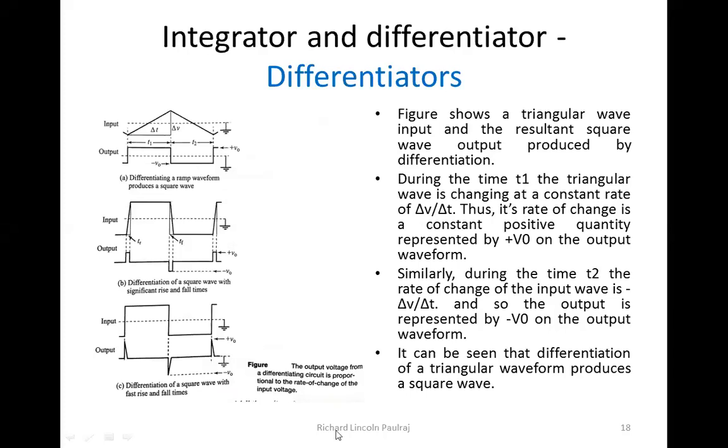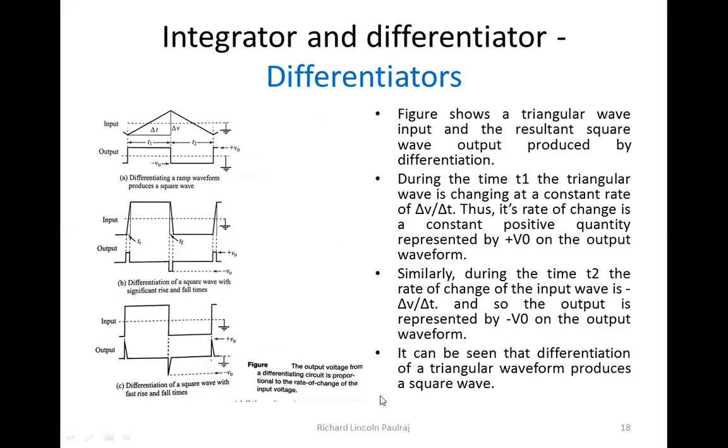So, this is the importance of looking into T1 and T2, right? During T1, your input value is moving from a lower point to a higher point, and during the time T2, it's just the reverse, from a higher to a lower value. So similarly, during the time T2, the rate of change of input wave is delta V by delta T.